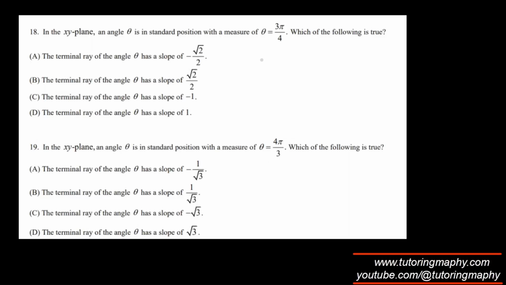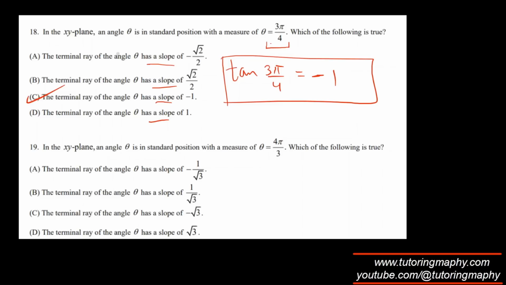Okay. They are saying that if theta is 3 pi over 4, then the terminal ray has a slope. So basically, that's a fancy way of asking what is tan of 3 pi over 4. And I know that for 3 pi over 4, the reference angle, if we just eliminate 3, is pi over 4. And tan of pi over 4 is 1. But since this is in quadrant 2, where tan is negative, it is negative 1, and that is the slope, which is option C.